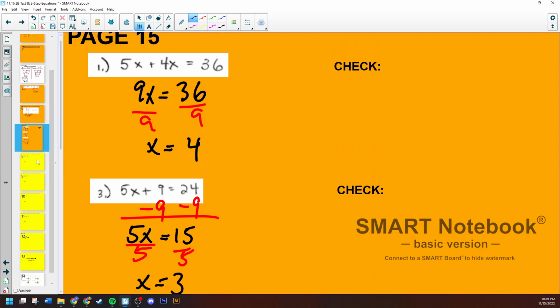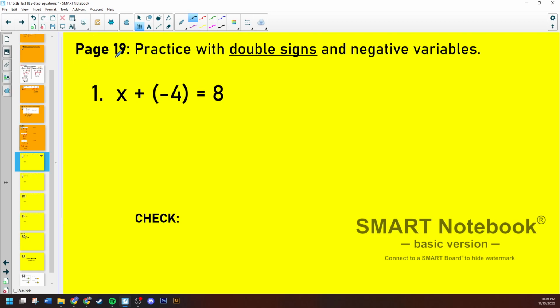The last thing we're going to do is take a look at a couple problems on page 19. So let's turn there now. Our video is getting a little bit long here, so I'm going to go ahead and try to speed run these next couple. So if you have double signs, you need to change them before you move on.